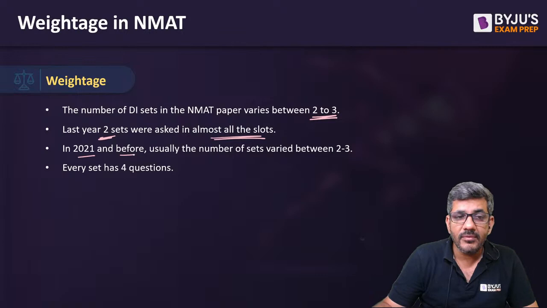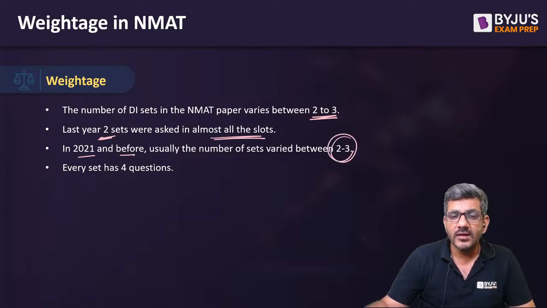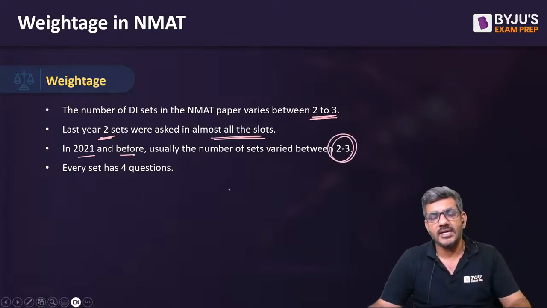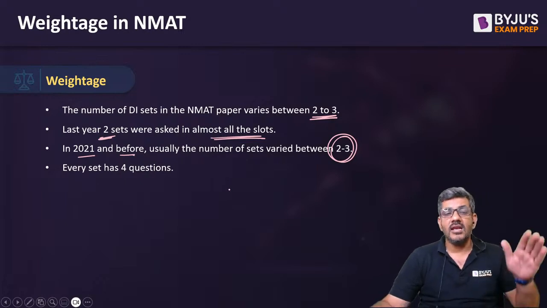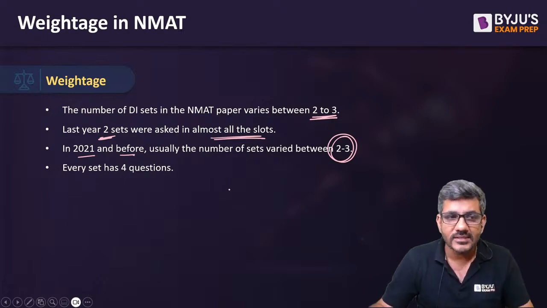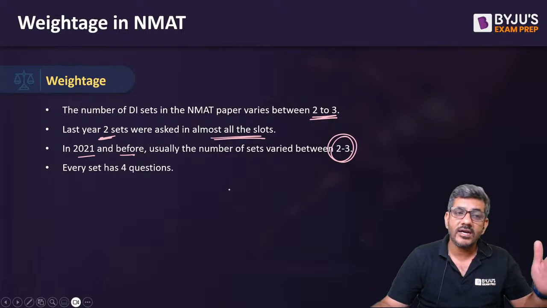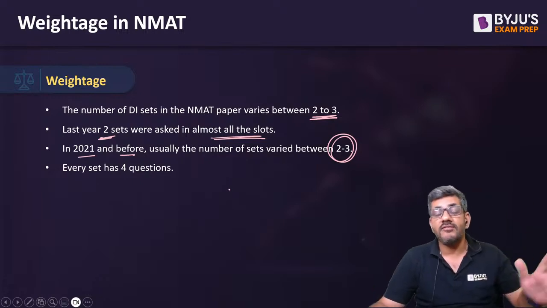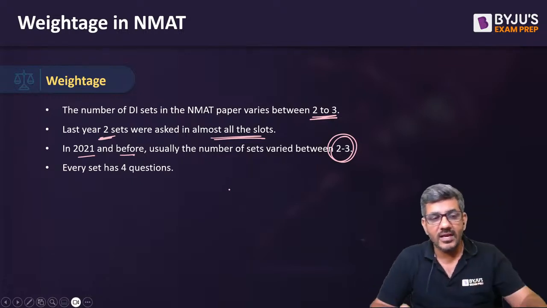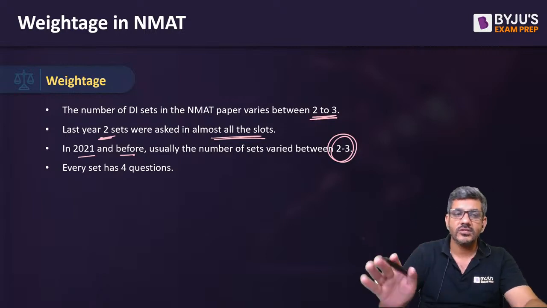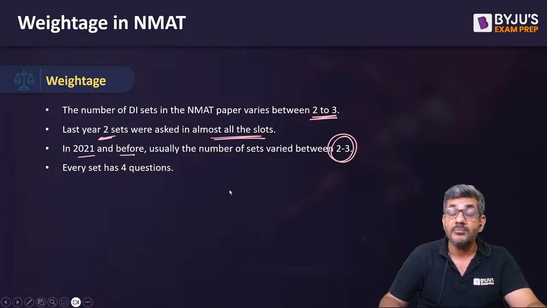And in 21 and before, usually the number of sets were between 2 to 3, and every time a set has 4 questions. So basically last year every slot has 8 questions. Last to last year every slot had again 8 questions, and before that we have seen 12 questions as well as 8 questions in each of the slots. So that has been the scenario. That makes it an important topic.